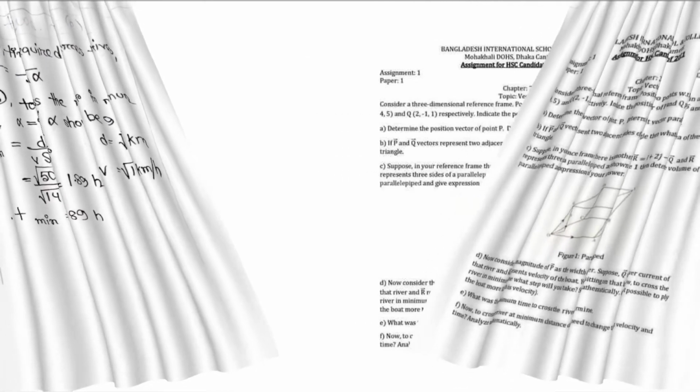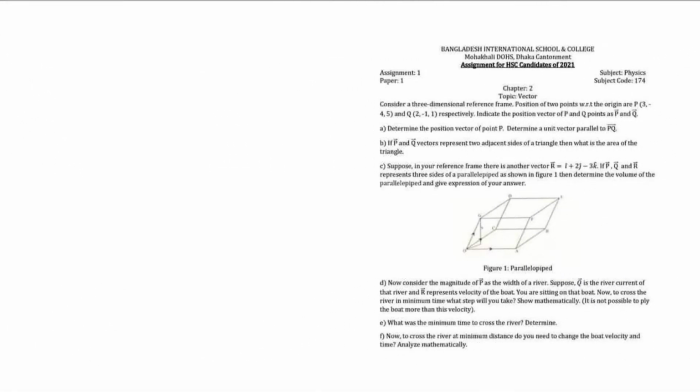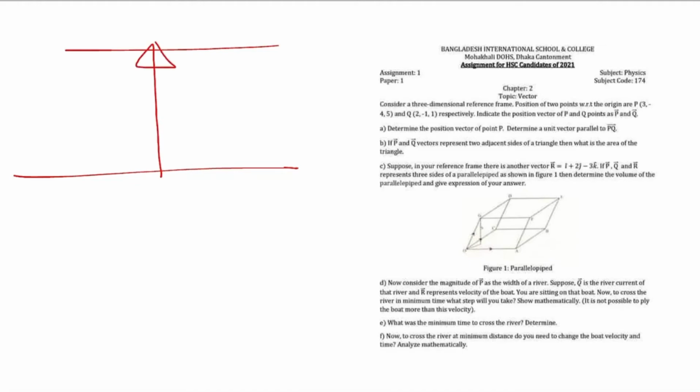Now let's move to our last question. In the last question it has been said: to cross the river at minimum distance, what do you need to do, change the boat velocity and the time? So I have to analyze by using mathematics. Let me show you the logic: if I go perpendicular to the opposite side I can go with the minimum distance, but if I move this way or this way it takes too much distance, and also it takes too much time.